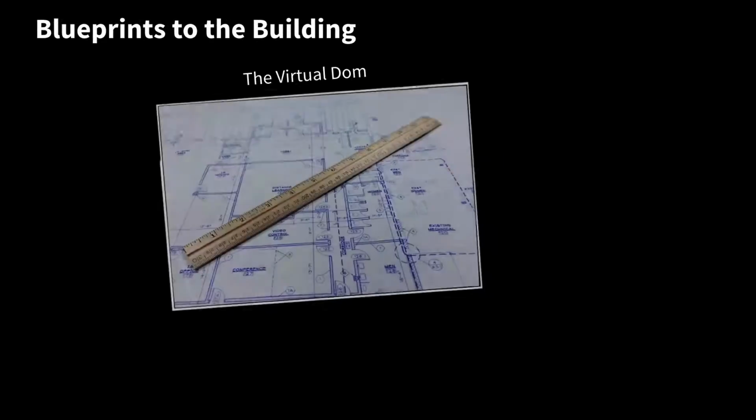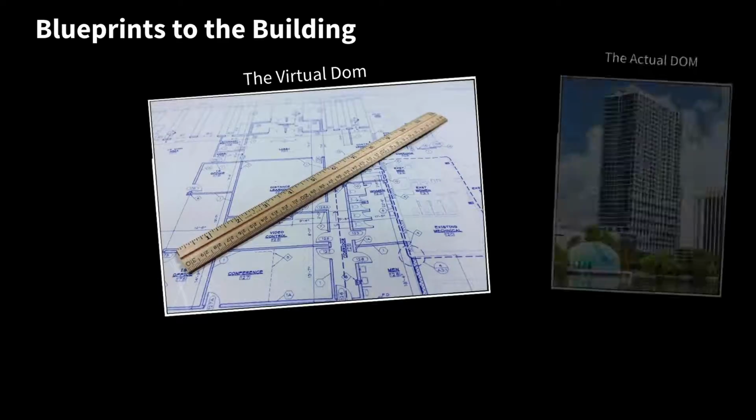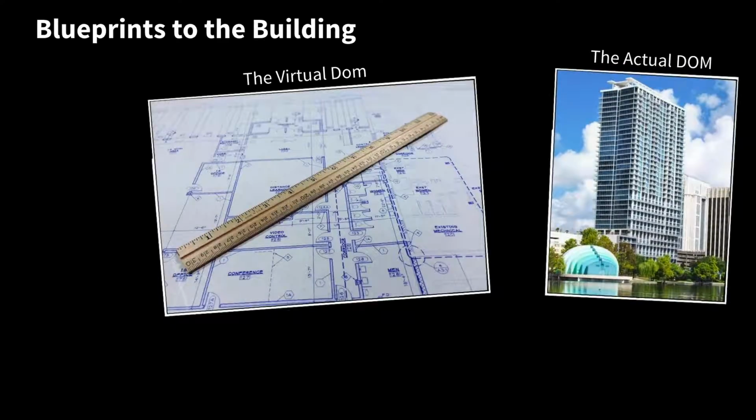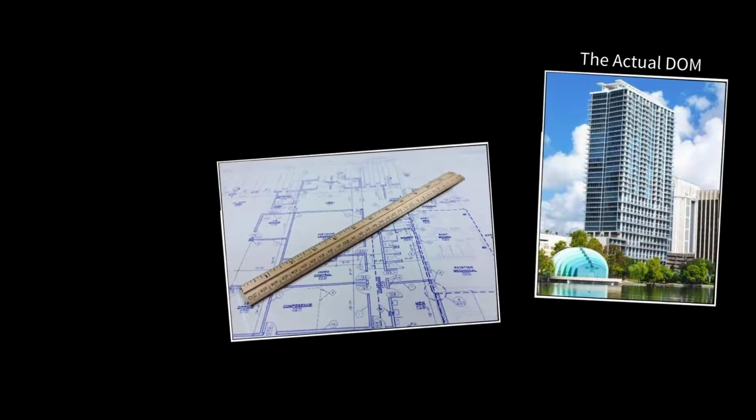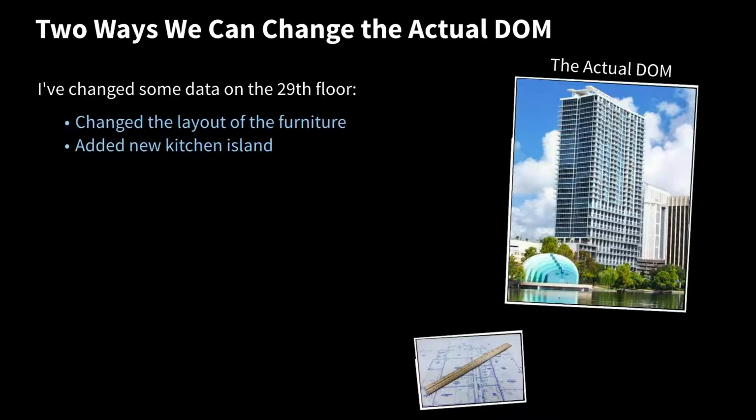Another way to understand the virtual DOM is as blueprints. Blueprints to, let's say, an actual building, or the actual DOM. There are two ways I can make changes to the actual DOM in this case. Let's say I've changed some data on the 29th floor. I changed the layout of the furniture and added a new kitchen island. I've got two ways to update it.